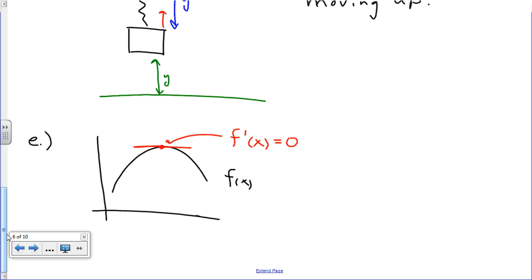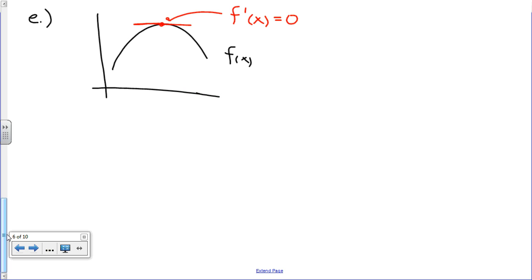So in our problem, they're asking what is the fastest the mass moves? They're asking when you have the greatest velocity. When is the velocity at its maximum? So in order to find that, I have to find out when the velocity hits a maximum, that means when the derivative of velocity is at 0.